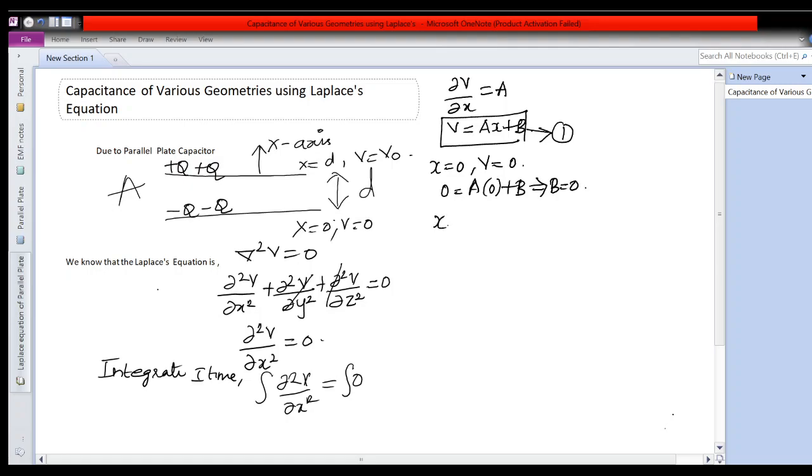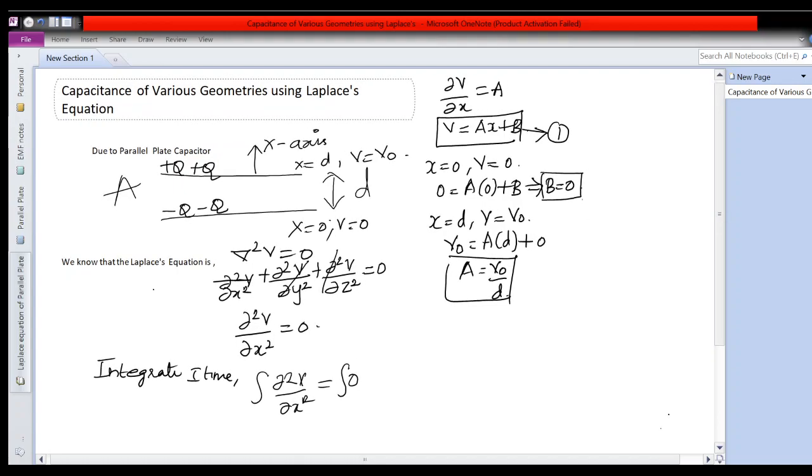Next I am going to write x equal to d and V is equal to V naught. When x equal to d, V is equal to V naught. I am going to substitute this in equation 1. So V naught is equal to A into d, and already you know that B is equal to 0. So A is equal to V naught by d. So I have found the value of A, I found the value of B. Can you see this? I found the value of A and B.